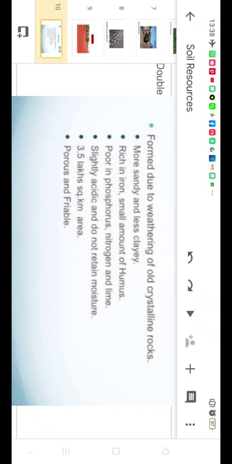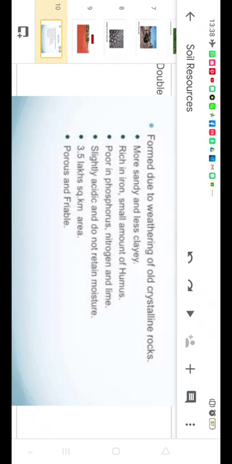Now, if it is asked, please do not write that it is rich in iron. Please mention that it is rich in iron oxide. Many times it is asked why the red soil is red in color. The red color is due to the presence of iron oxide, and that is also a key word. If you miss the word iron oxide and only write iron, you do not get marks for it.